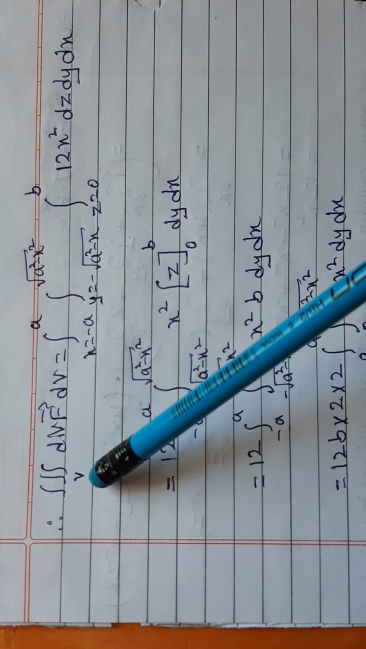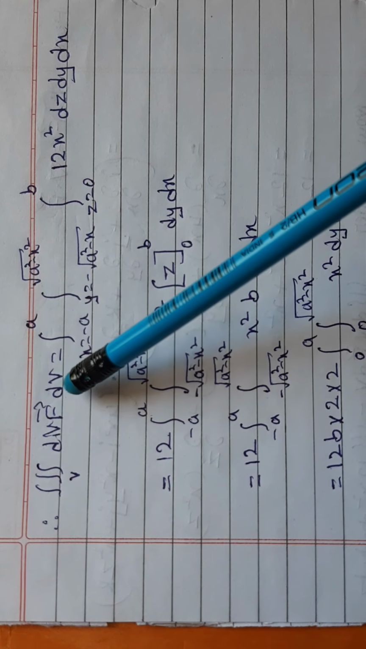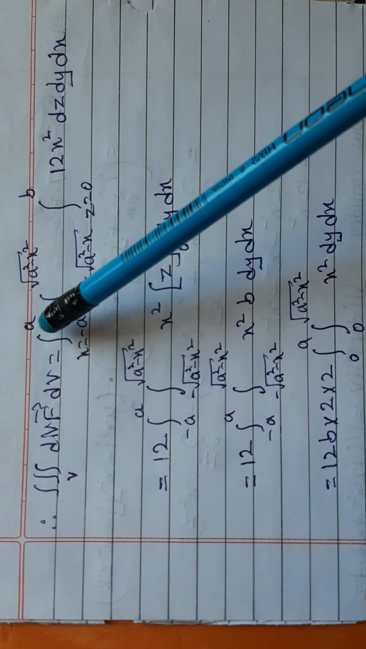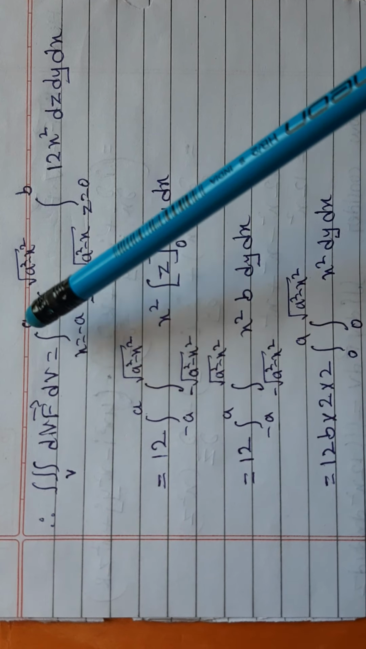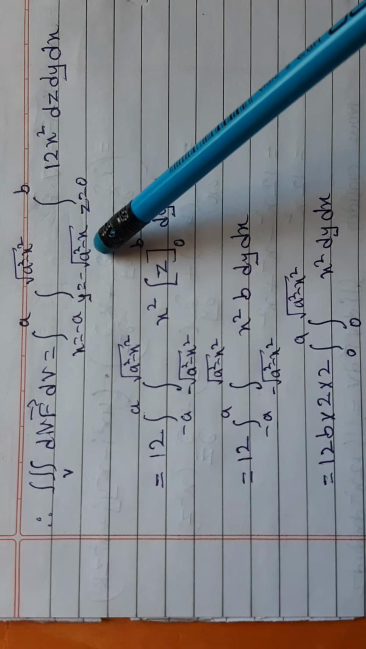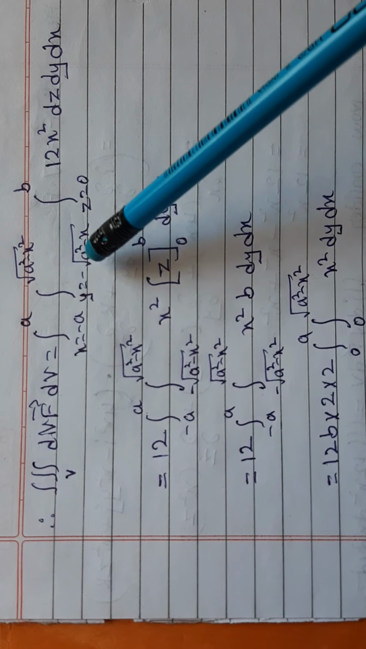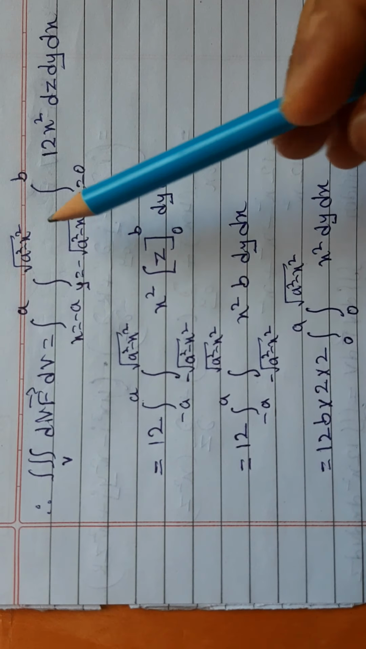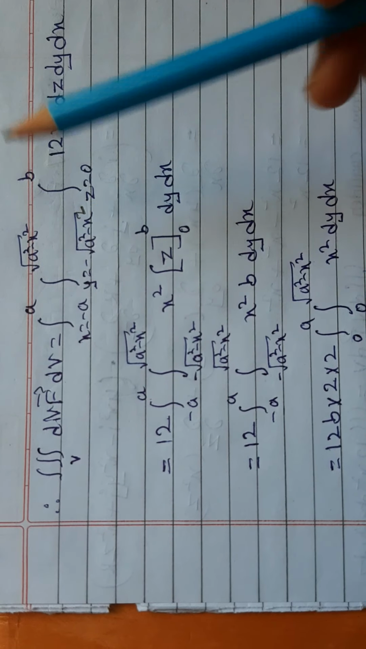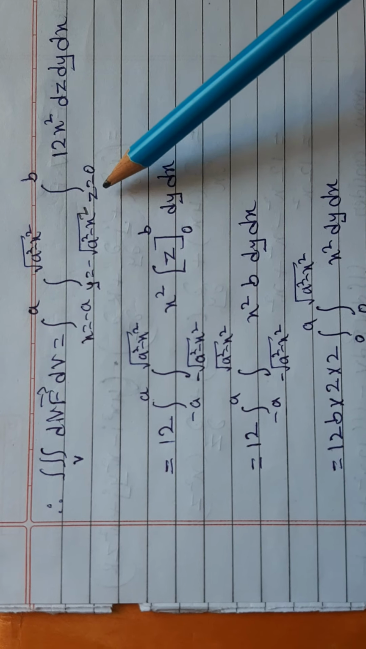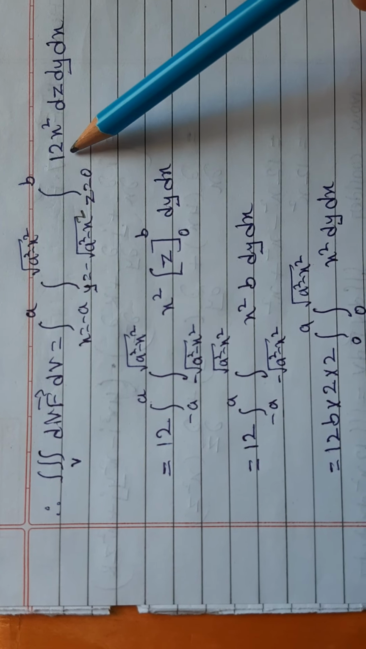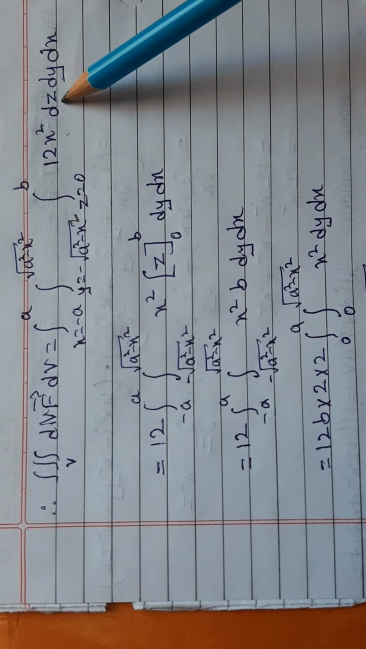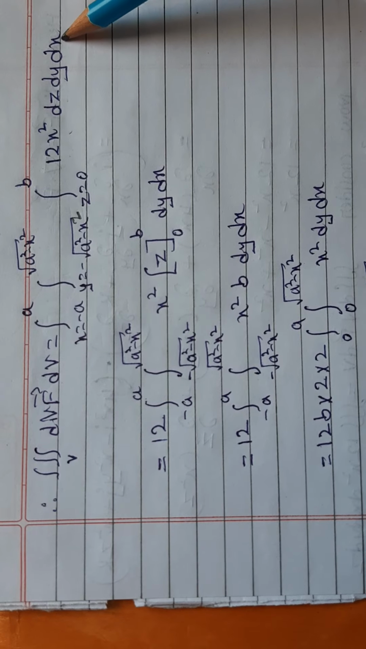Therefore, the triple integration over V of divergence of F dV equals the triple integration with x varying from -a to +a, y varying from -square root of a^2 - x^2 to +square root of a^2 - x^2, and z varying from 0 to b. The divergence of F is 12x^2, and dV is denoted by dz dy dx.